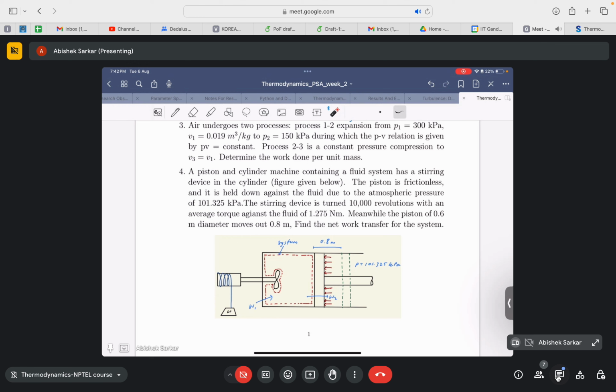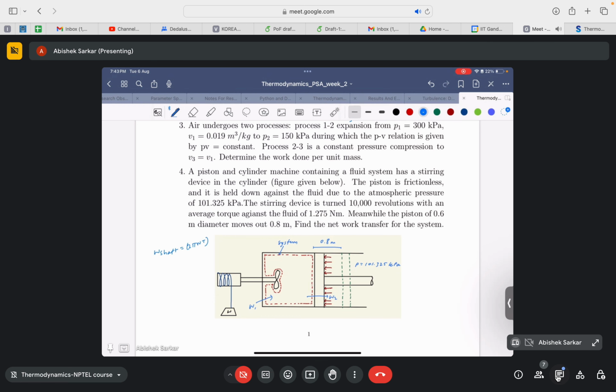Here there are two kinds of work interactions. The first work interaction is by this steering mechanism on the gas within this piston cylinder mechanism. It is steering for 10,000 revolutions with a torque of 1.275 Newton meter. So you can find the net shaft work input, given by work shaft equals 2 pi n T. Here we do not need time because we are already given the total number of revolutions.